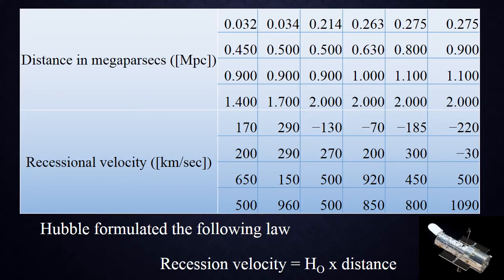This data refers to the distance in megaparsecs of 24 galaxies from Earth and the velocity with which they appear to be moving away from us. Do you know 1 parsec equals 3.6 light years? They were collected by Edwin Hubble in 1929 during his attempt to explain the past and predict the future behavior of the universe. So as you can see in this slide, Hubble formulated the following law. That is, the recession velocity equals H naught times distance. Here H naught is the Hubble constant.